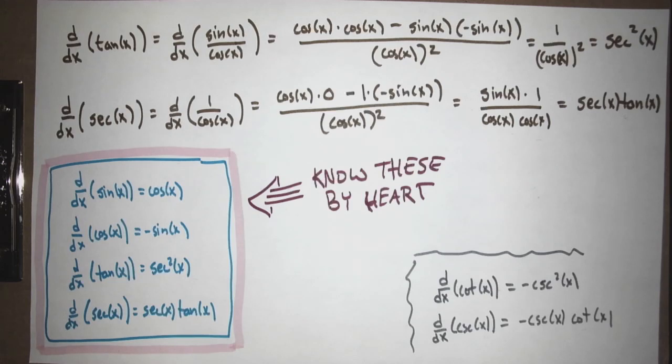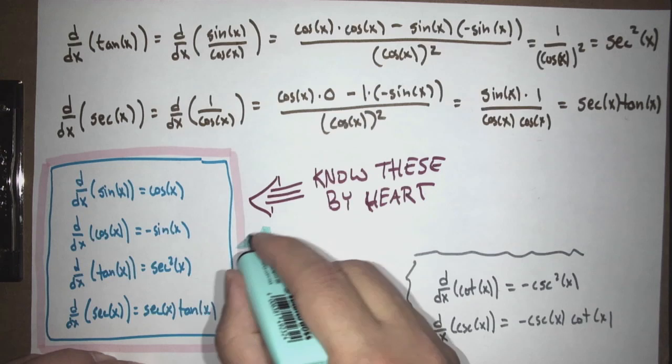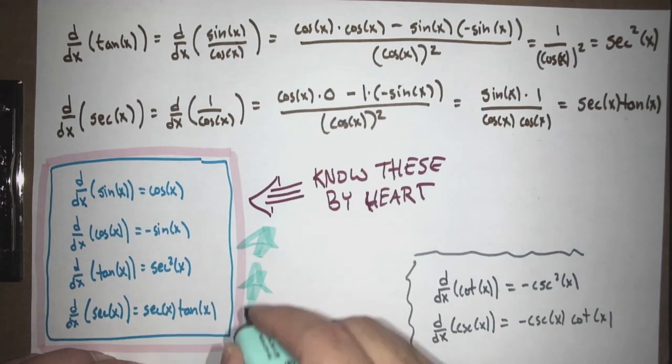So there are 4 trig derivatives that you should absolutely know by heart. You're going to keep using these again and again and again. Over and over. So derivative of sine is positive cosine. Derivative of cosine is negative sine. Derivative of tangent is secant squared. Derivative of secant is secant tangent. These are very important rules. We'll put stars next to them.